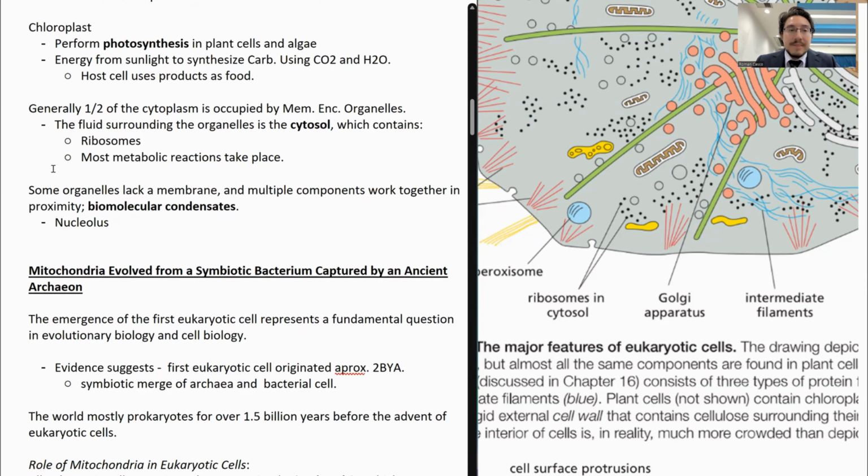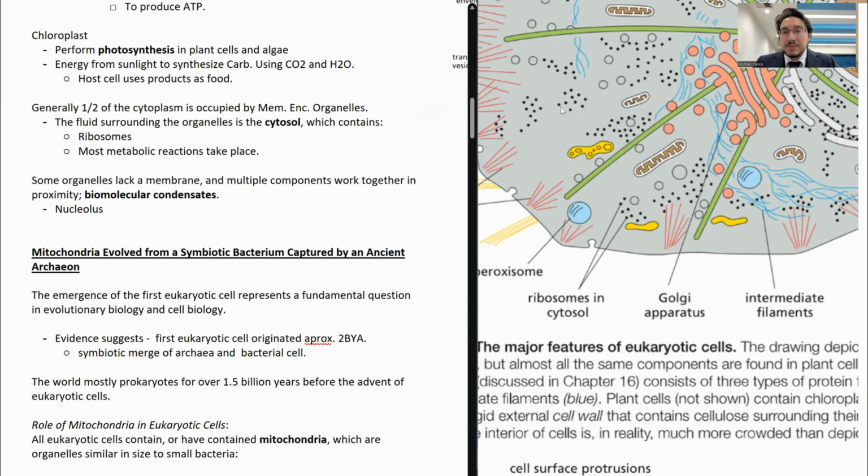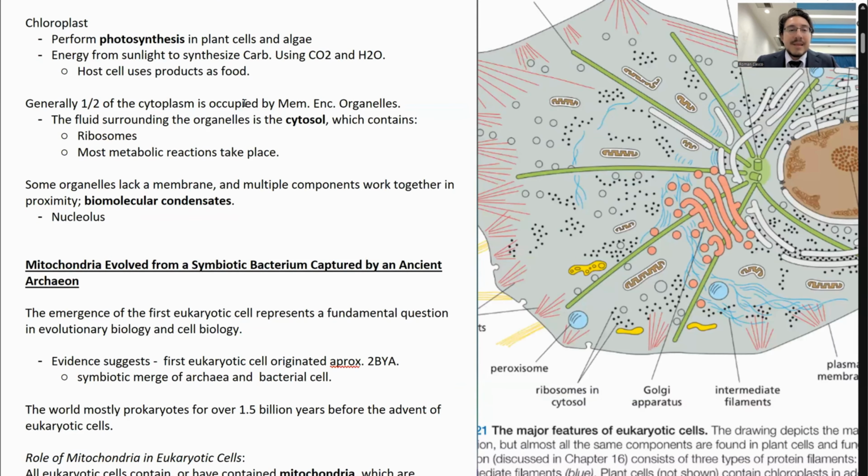Interestingly, generally half of the cytoplasm is occupied by membrane-enclosed organelles, like the ones I mentioned before, and then the fluid surrounding those organelles. Basically, this area in gray that you see there is referred to as the cytosol. Swimming in that cytosol, you have ribosomes, one of the most important organelles, that manufacture proteins. But aside from that, within the cytosol, within this solution, most metabolic reactions are taking place.